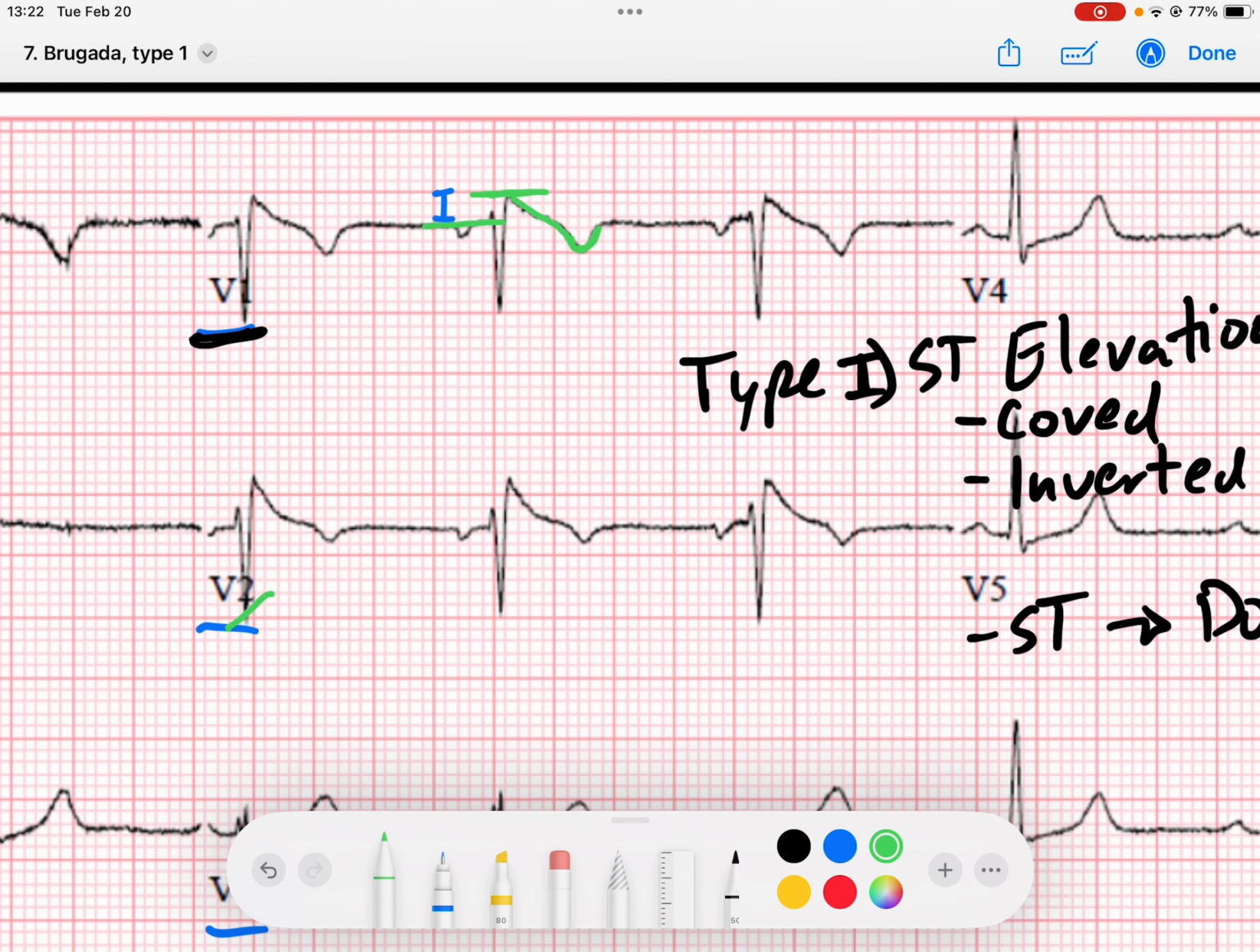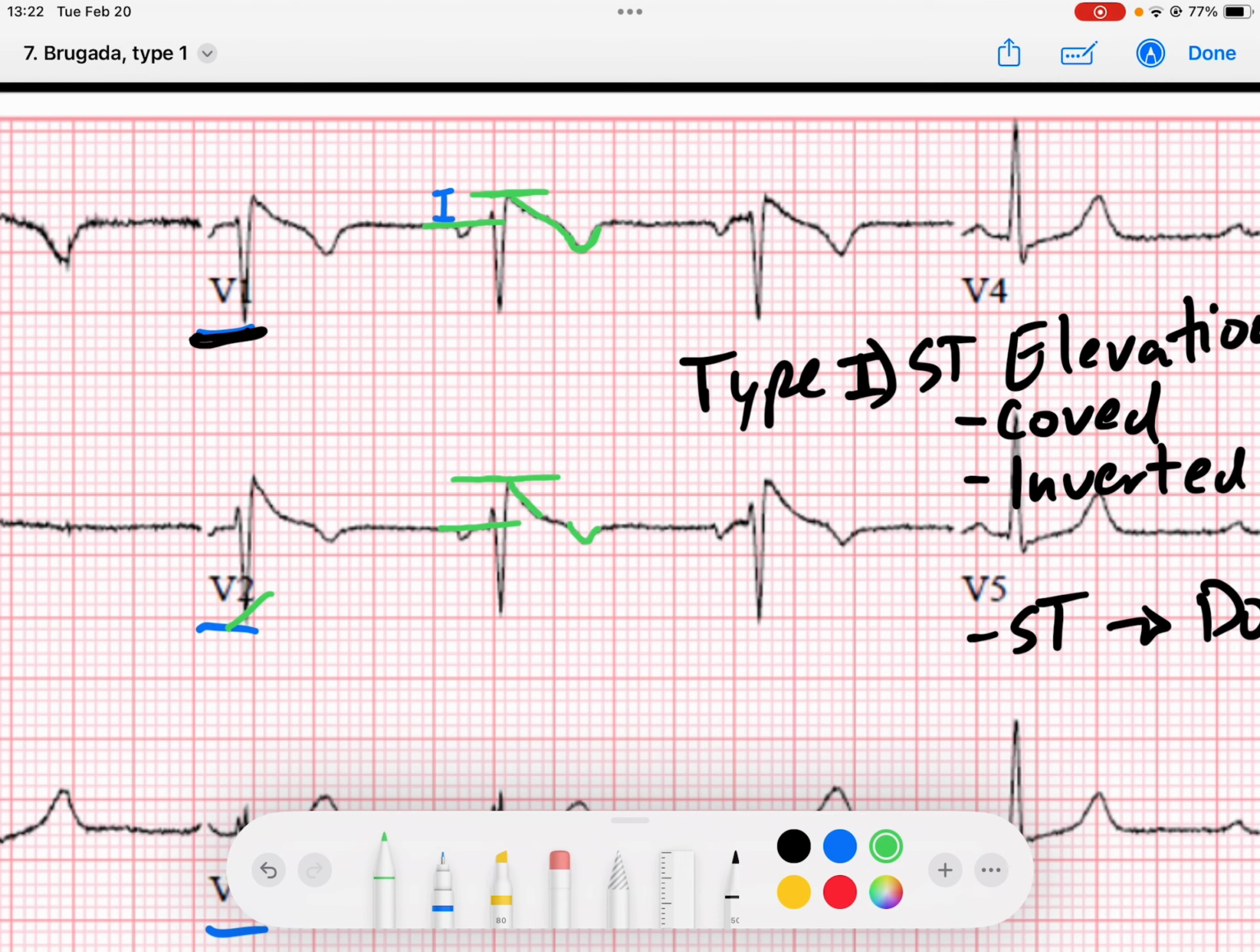You can also see that here in V2. Here is our baseline. We have even more marked ST segment elevation greater than 2 millimeters. We've got our downsloping ST segment with our inverted T wave.